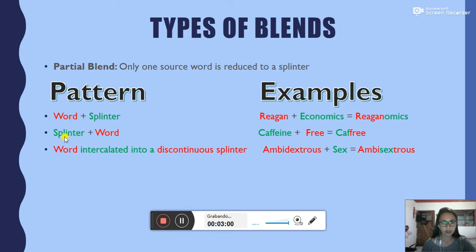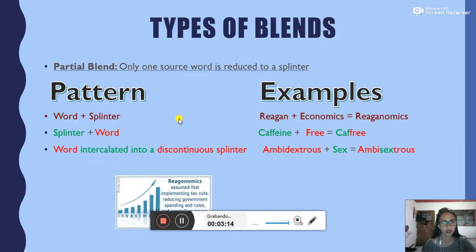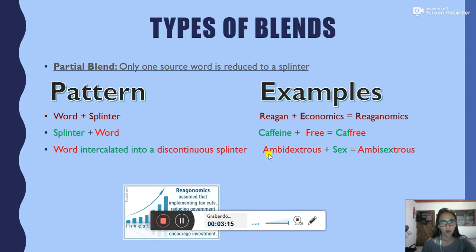The second pattern is splinter plus a complete word. For example, caffeine plus free results in caffree. And the third pattern is when I use the complete word but I intercalate into a discontinuous splinter. For example, ambidextrous plus sex results in ambisextrous.